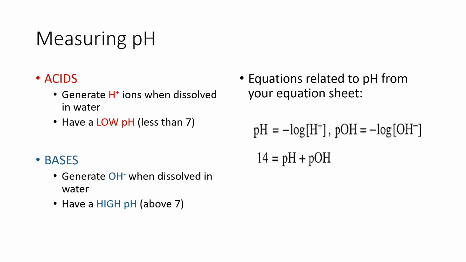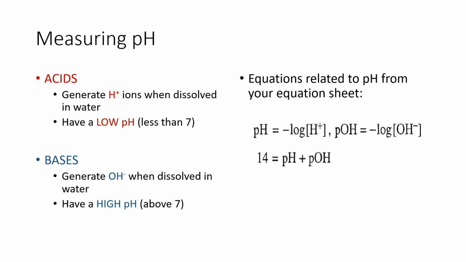So that brings us to the idea of pH. Acids and bases are something you were introduced to in regular chemistry, and we talked about them very briefly in, I believe, Unit 4 this year. This is a general overview for right now, and we'll get into much more detail. Acids generate H+ ions when dissolved in water, and acids have a low pH, less than 7. Bases generate hydroxide ions when dissolved in water, and they have a high pH.